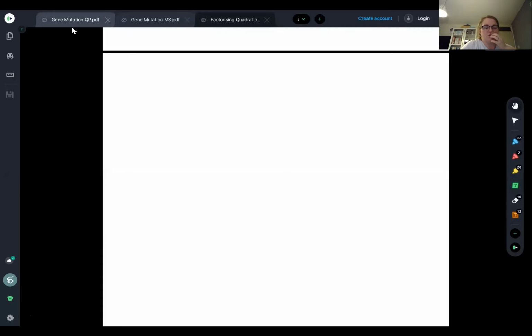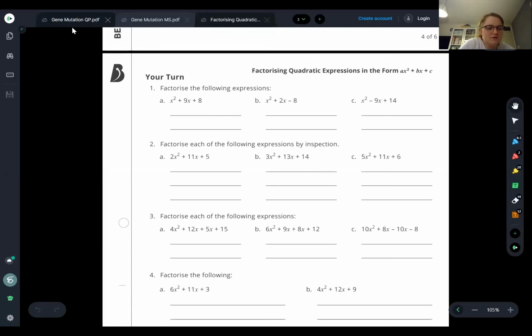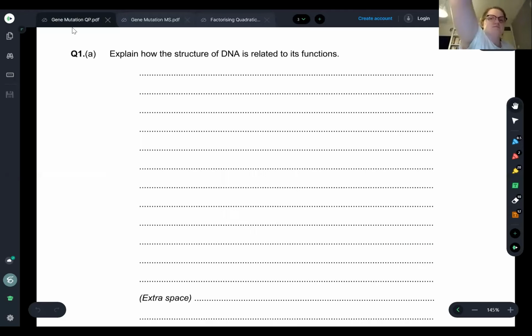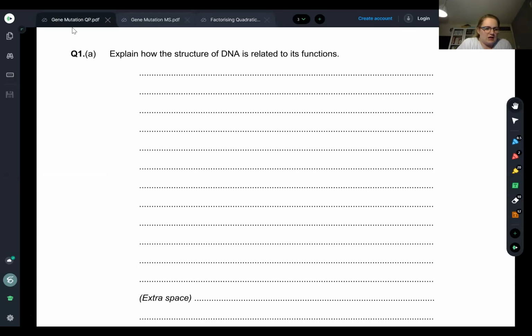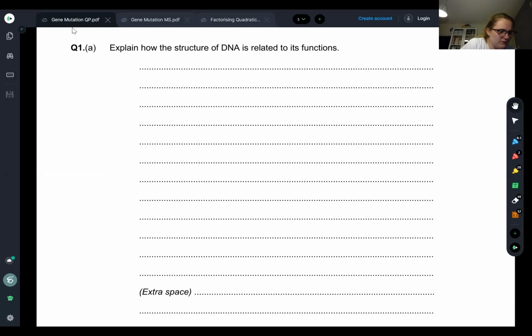Oh, it's still showing the maths questions. Right, so I think we did this question the other day. Explain how structured DNA is related to its functions. Yeah, we looked at that.